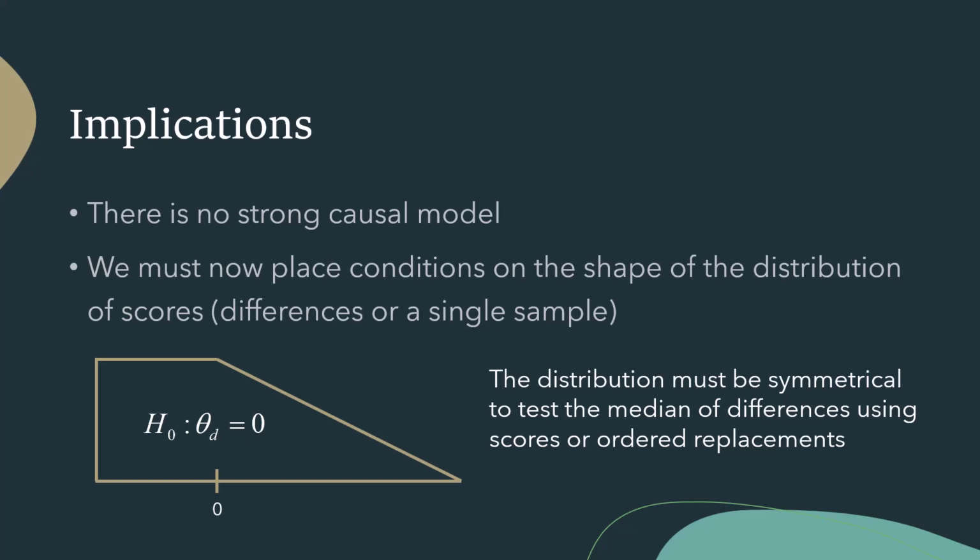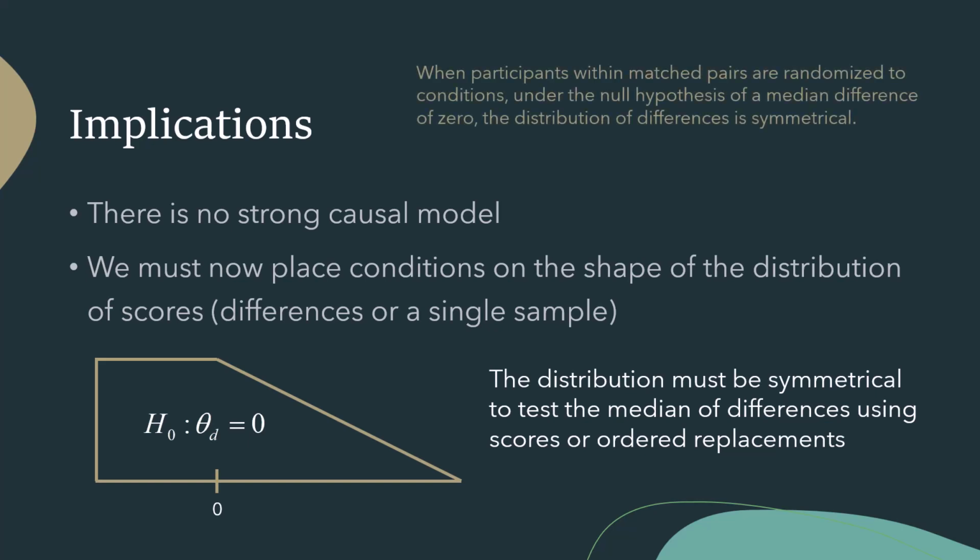Now, if I pause a moment and let you think about this, I bet a question's going to occur to you, and that is, why am I bringing this up now for the permutation test? Why didn't I discuss this in my earlier videos on randomization test? Here's why. When participants within match pairs are randomized to conditions, under the null hypothesis of a median difference of 0, the distribution of differences is symmetrical.